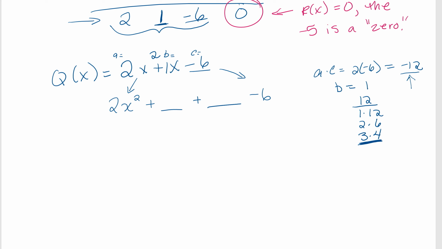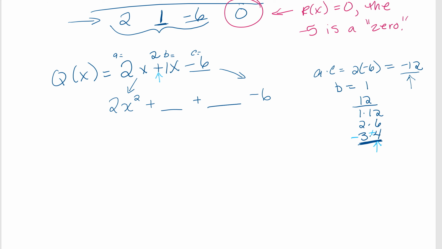The other one is positive. And what I generally say is if this B term is positive, then the bigger factor here is positive. So if my B is positive, and in this case it is, then my 4 will be positive and my 3 will be negative. So how do we know for sure? We know for sure by just testing it out.